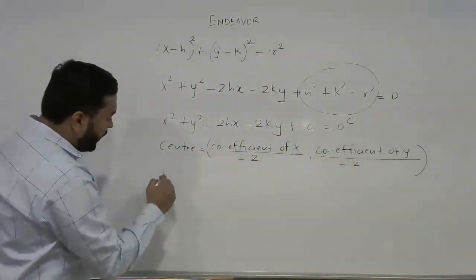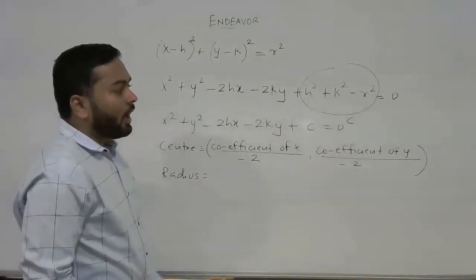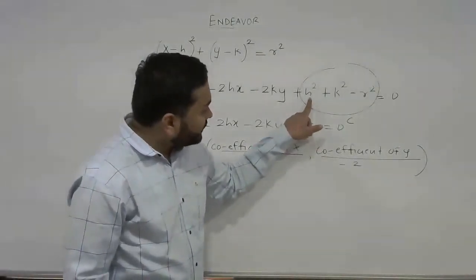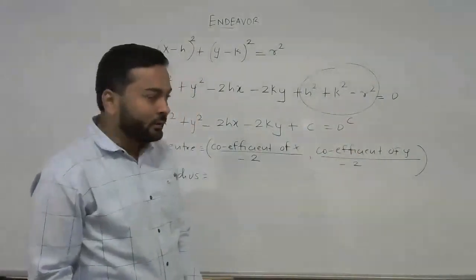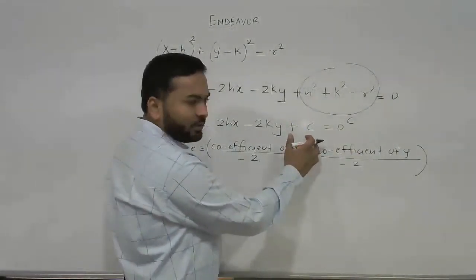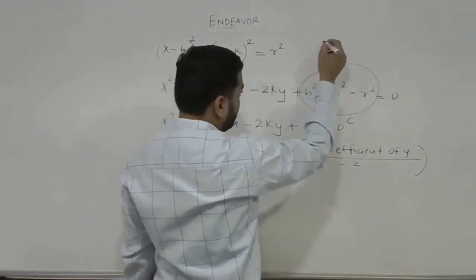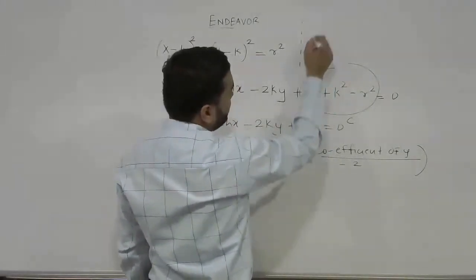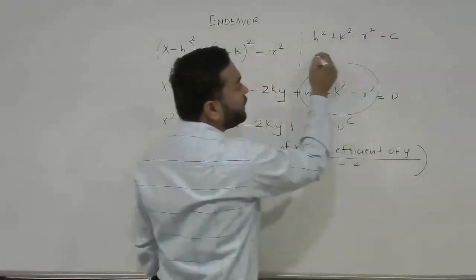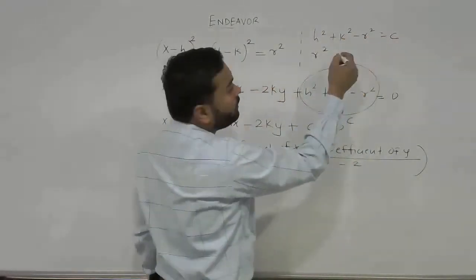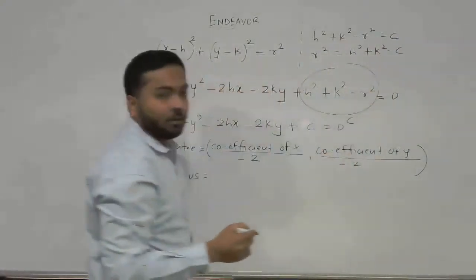Great. Now if I want to find the radius, I know that h square plus k square minus r square is equal to c. That is what we have replaced here. So what I had written here was h square plus k square minus r square is equal to c. So what will be r square now? It would be h square plus k square minus c, right?